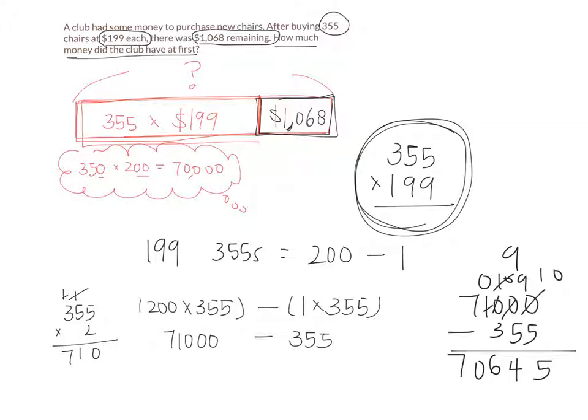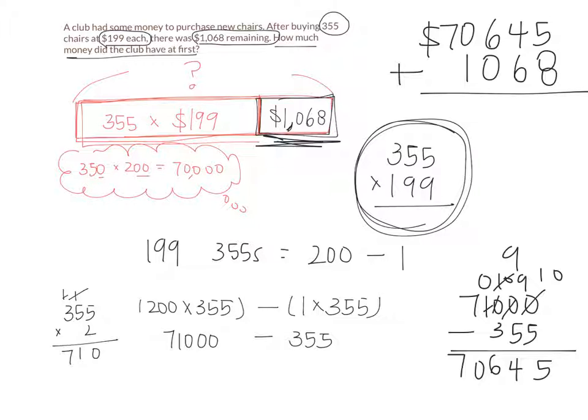Yeah. Good. So is our final answer that they had $70,645? No. Let's go back. We think we're done. Let's read what the question is asking. How much money did they have at first? Did they have this much money at first? No. What does this amount represent? The money that they spent on? Chairs. But if they still had this much left over, what do we have to do? We have to add that amount.